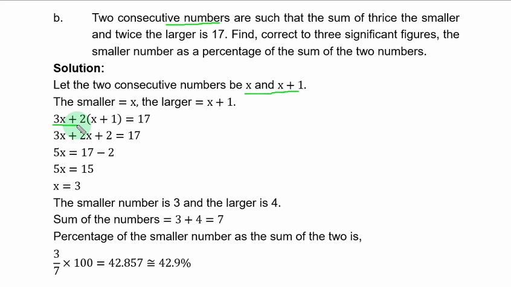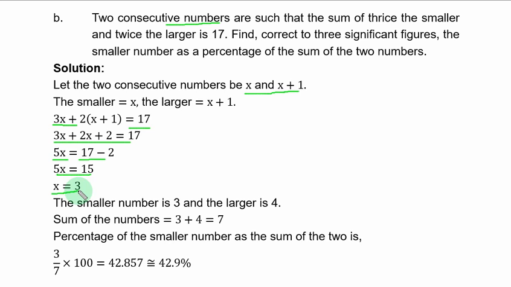So the sum, you add it together and it is equal to 17. If you open the bracket, you have 3S plus 2S plus 2 equal to 17. 3S plus 2S is 5S. If you transfer plus 2 to the right hand side, you have 17 minus 2, and 5S is equal to 15. Divide through by 5, S is equal to 3. So therefore, the smaller number is 3 and the larger is 4.